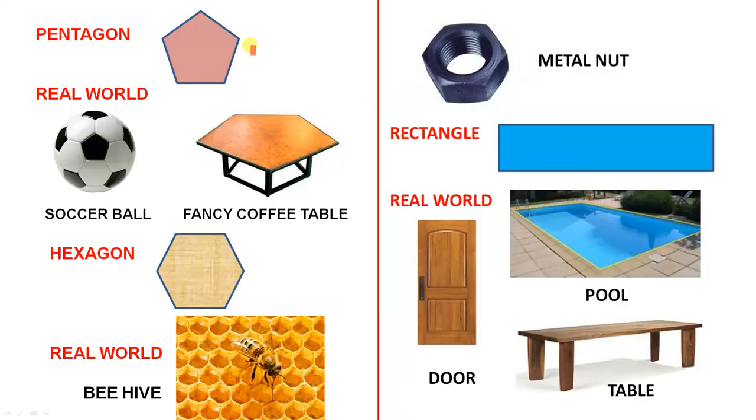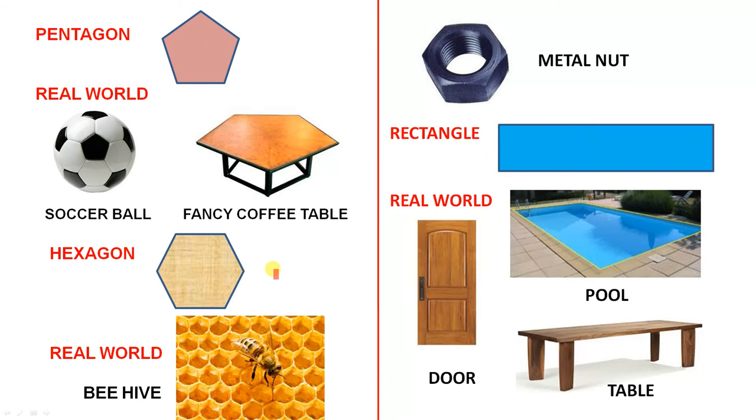The pentagon, that's a five-sided shape. Now in the real world, if you look at the soccer ball, see these designs here? They're in the shape of a pentagon. So when they cut those out, they're really flat before they sew them together. And here, that's a fancy coffee table. And you can see that it is a five-sided figure, so that's a pentagon.